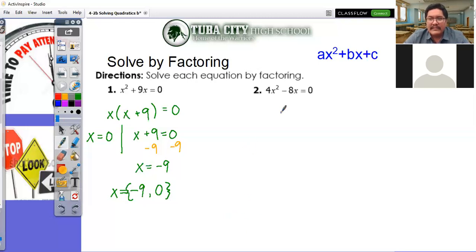All right, which kind of makes me wonder where the word roots comes from, because I don't know how people got the word roots.